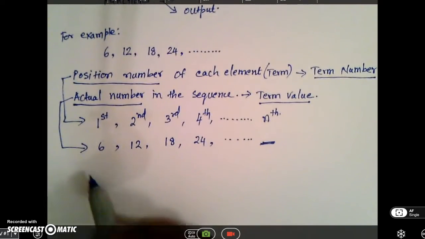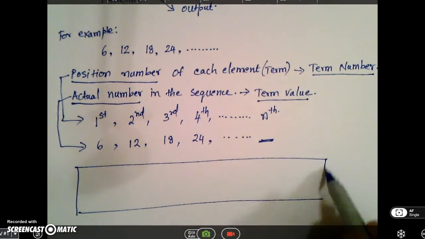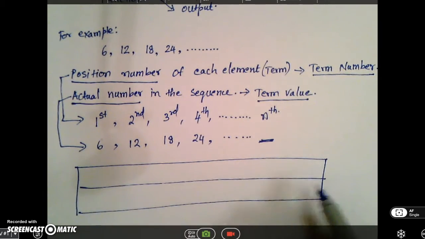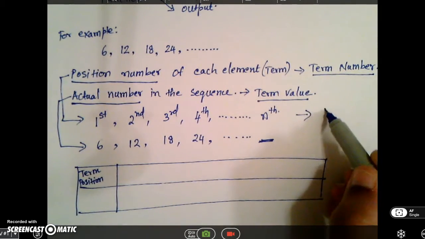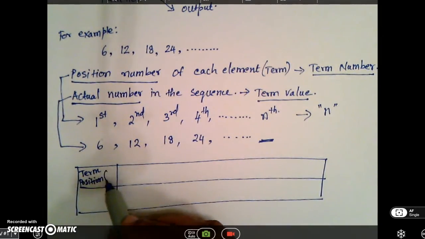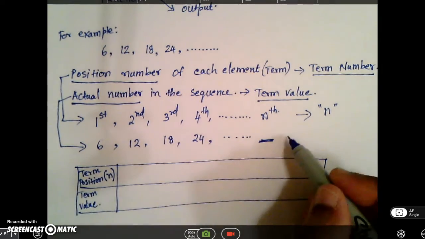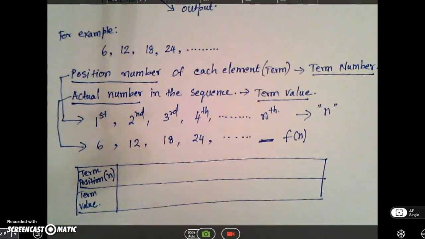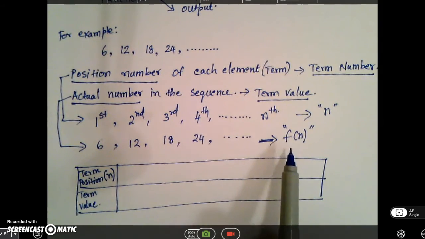All right. So if I construct a table just like I construct for a function, my input output table, this is my term position. It is represented by the letter n. And this is my term value, which is a function of my position number. So I represent it as f of n.